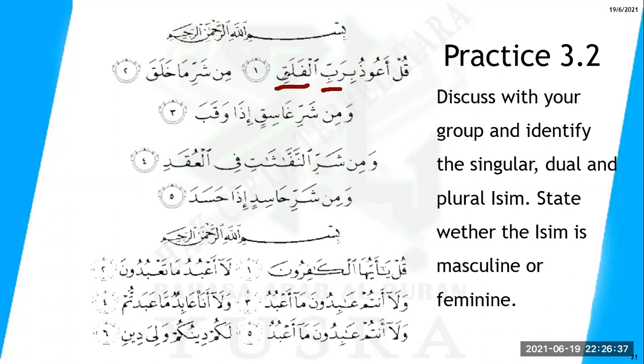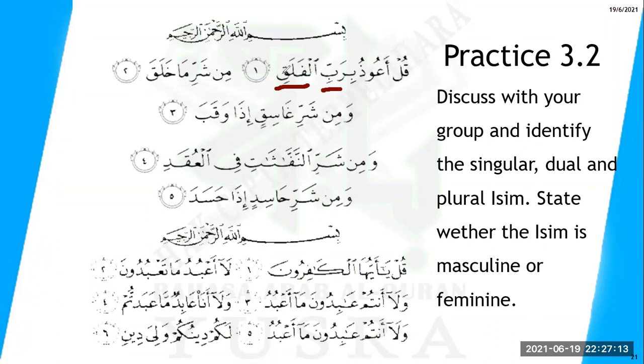Same we go to al-falaqi. Al-falaqi is a noun because it has alif lam, and it ends in kasra. It's masculine. Is it singular or plural? It's singular. Why? Because it doesn't have any word of muthanna or jamak with it, no wow nun at the back. Of course, normally it's masculine.